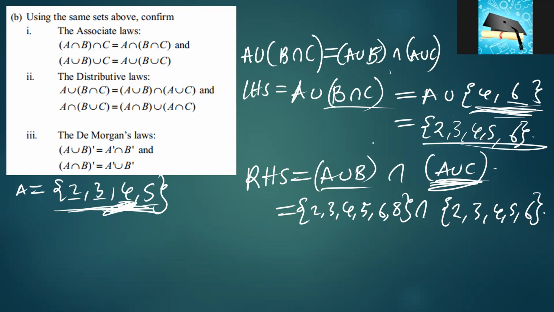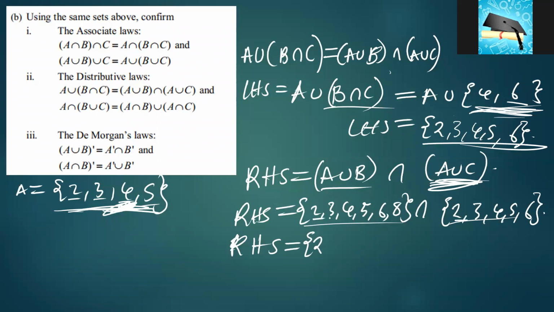So now let us finish up. So this one is the left-hand side. So now let us finish up the right-hand side. So the right-hand side will therefore be, we find the common elements between these two sets. So the common elements that we have there, we have 2. 2 is common there. Then we have 3 is common. We have 4 is common. We have 5 is common and 6 is common. So we have 2, 3, 4, 5, 6. So these are the common elements that we have.